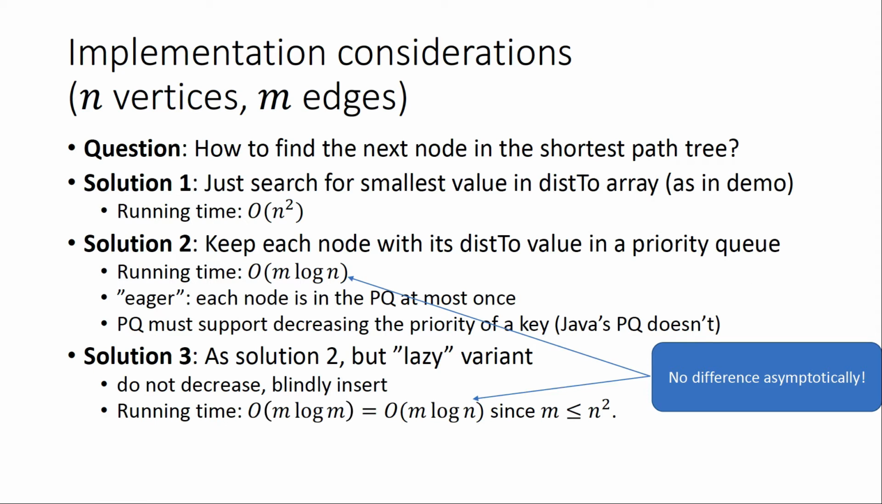You have a bunch of elements, and you're always interested in what's the element with minimum priority now. So you put all of these elements, here nodes, into a priority queue, and their priority is this d value. Now there are 2 solutions here, one is very easy to implement, and the other one is a bit more tricky and is considered in the book here. So the idea is we keep all of these nodes with these d values in a priority queue. If we do this eagerly, and eagerly means that each node is in the priority queue at most once, then the running time is O of m log n.